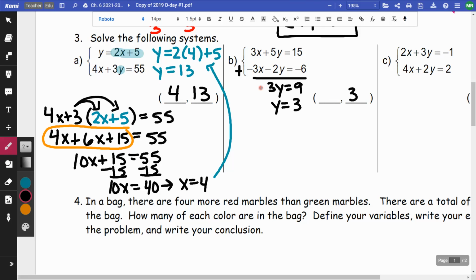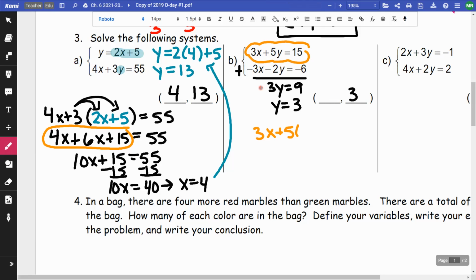So I'm going to put it into either equation. I think I'm going to do it into the one that doesn't have negatives. So I'm going to go 3x plus 5 times my y, which is 3, equal 15. I get 3x plus 15 equals 15. I minus 15 from both sides. And when I do, I get a 0.